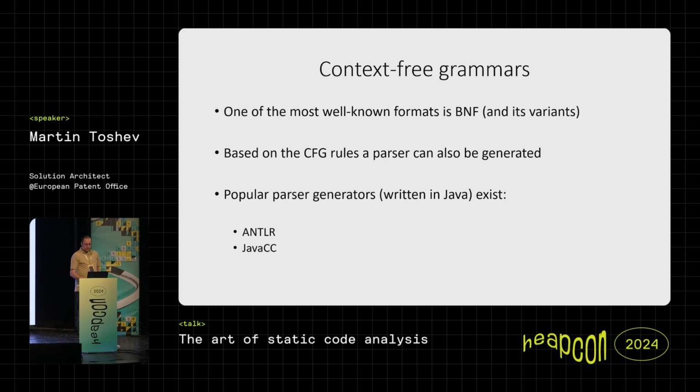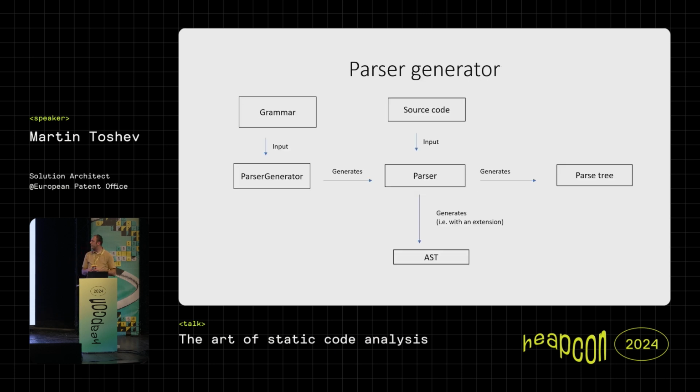Now, parser generators look like this. We have a grammar. For example, we have a grammar file that describes the structure of our language. We put that grammar as an input to the parser generator, which, on behalf of that grammar, generates a parser. That parser is pretty much an application to which we feed our source code as input.